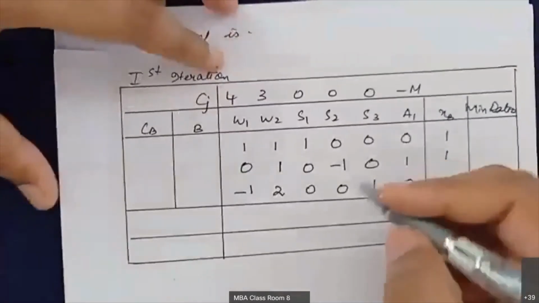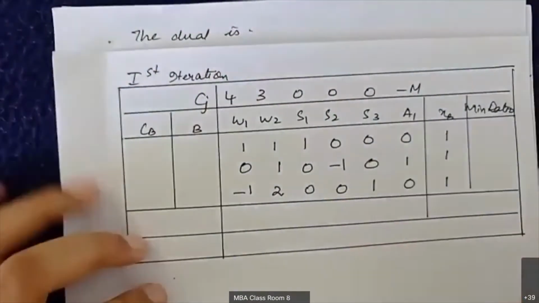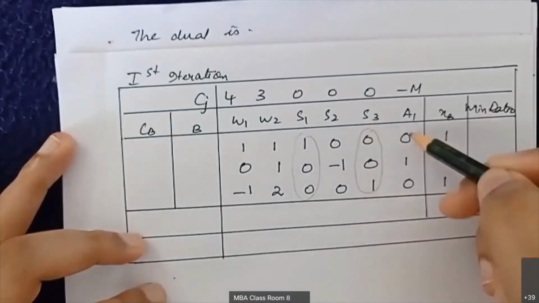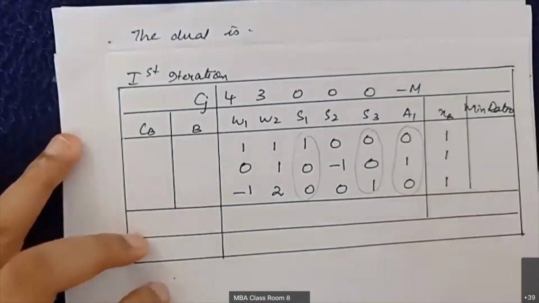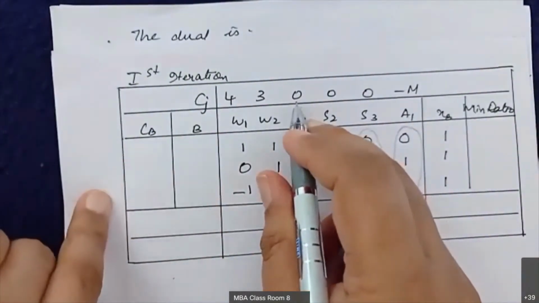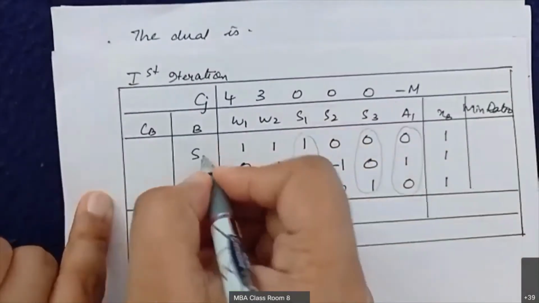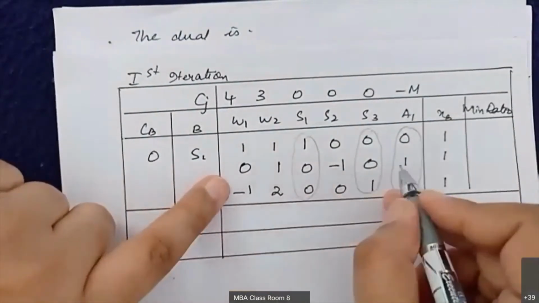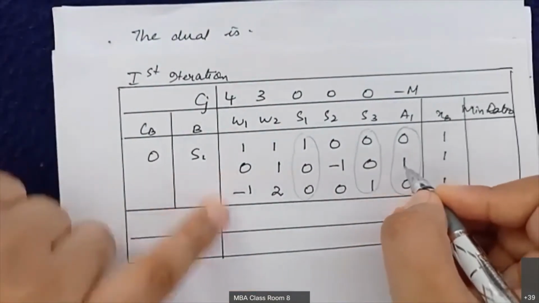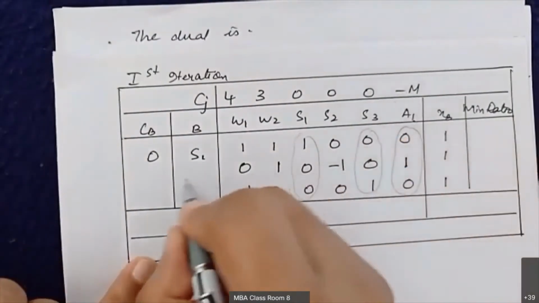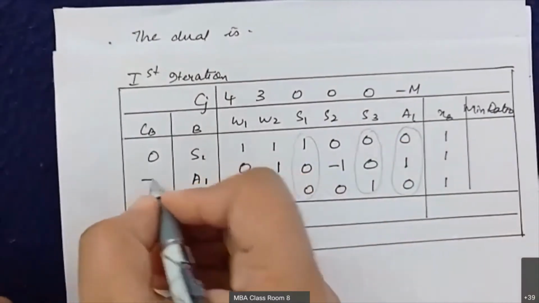Now we have to decide the basic variables. For basic variables, we have to take the identity matrix. Over here, the identity matrix is formed by this one: 1, 0, 0, 0, 0, 1, and 0, 1, 0. First row, you have a 1 here. What is the variable? S1 and corresponding coefficient is 0. So in the first row, we'll write S1, coefficient 0. In the second row, where do we have 1? We have 1 over here. So take the variable corresponding to that, A1 and minus M. So in the second row, we'll be writing A1 and minus M.